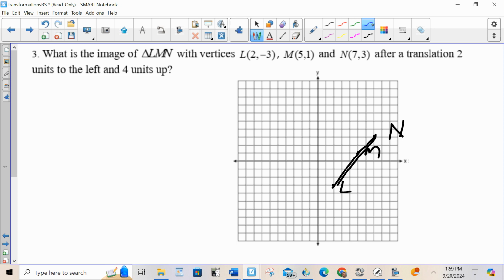So I take each point and I count 2 left, 4 up. 2 left, 1, 2, 3, 4 up. That's N prime. M prime, 2 left, 1, 2, 3, 4 up. That's M prime. 2 left, 1, 2, 3, 4 up. That's L prime. Connect them. On your test, it'll be a more regular looking triangle, and that's it. Does it ask you to state the coordinates? No. If it did, then state them. Translation, you just count on the graph.